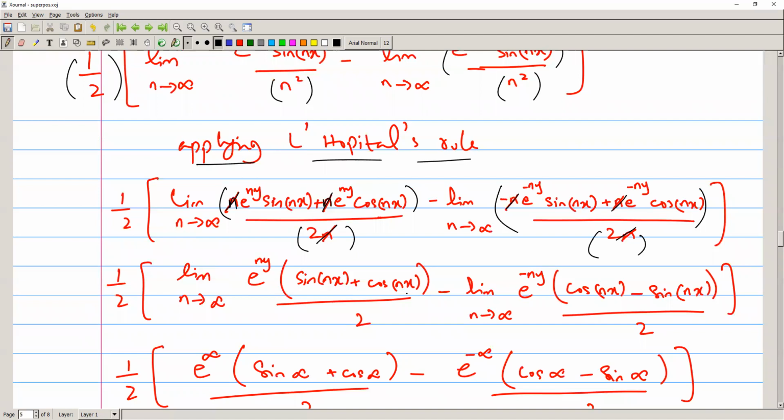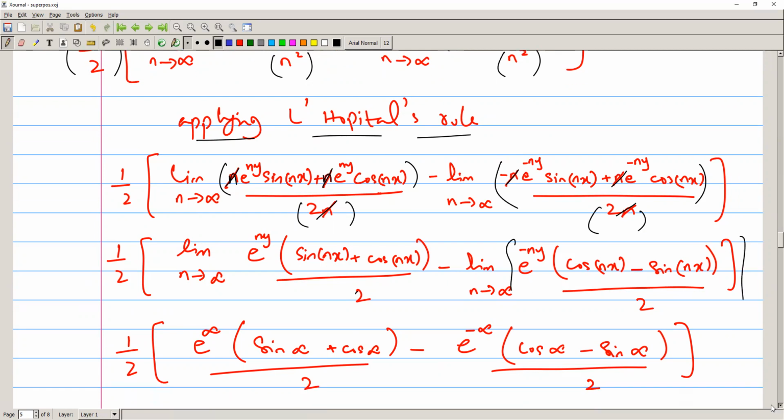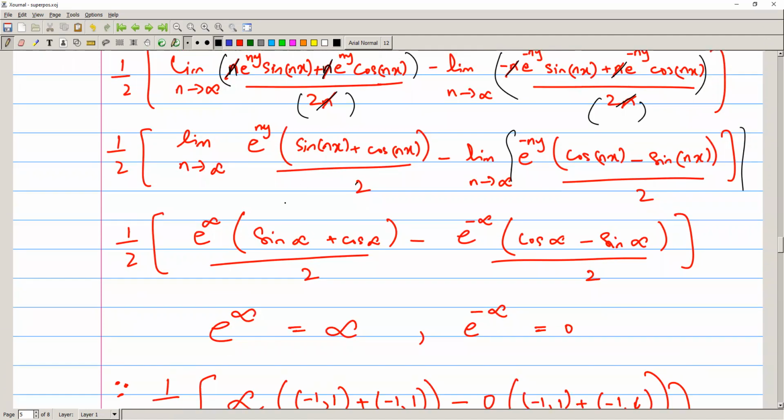Inside sine nx plus cos nx over 2, minus limit n tends to infinity, and similarly for this, right? So now we can apply the limits. Because there is no n in the denominator, we cannot get any indeterminate form. So it will be e to the power infinity for n, and for sine infinity plus cos infinity, this will again assume a value between -1 and 1, right?